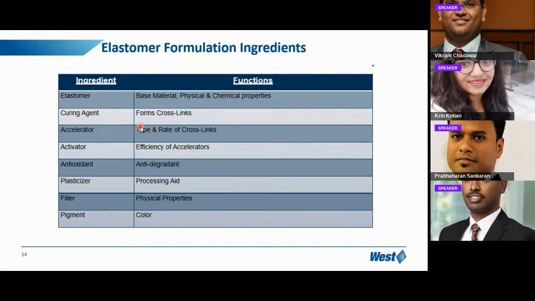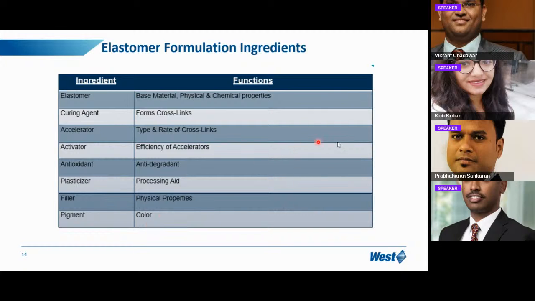Then accelerator. These are the ones which accelerate the cross-linking during the formulation of rubber stoppers. Activators, which improve the efficiency of the accelerator. To avoid degradation, we also add an antioxidant in the formulation. To aid the processing, we also add a plasticizer, some amount of fillers to make it easy in terms of physical properties, and a pigment. So whatever color, if it is gray, we add the pigment of gray color. So color is also an integral part of this elastomeric formulation.